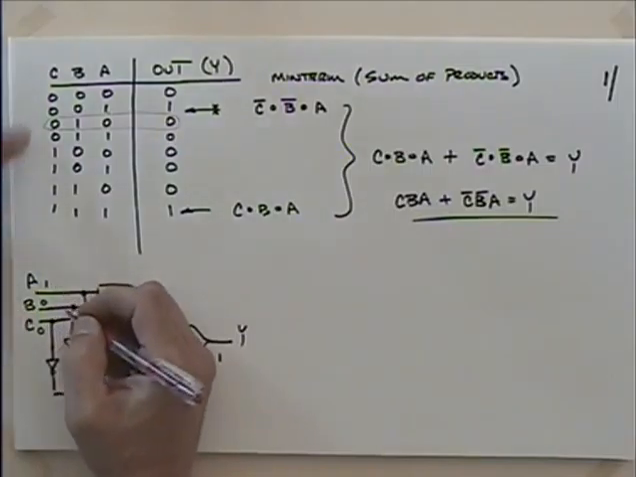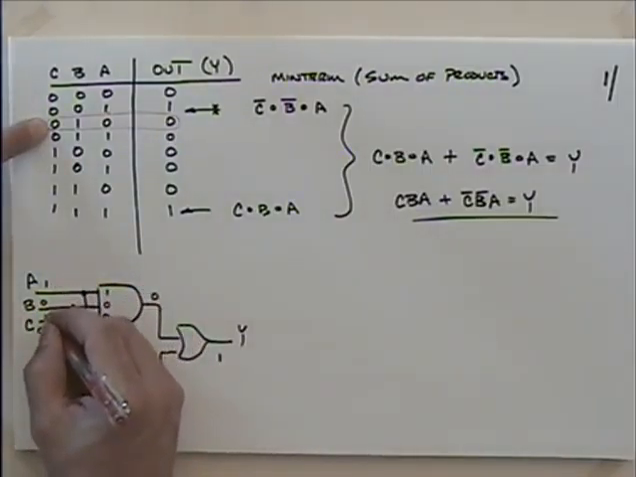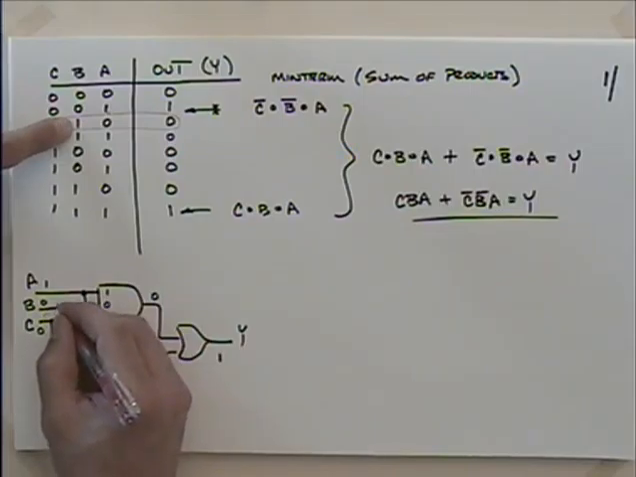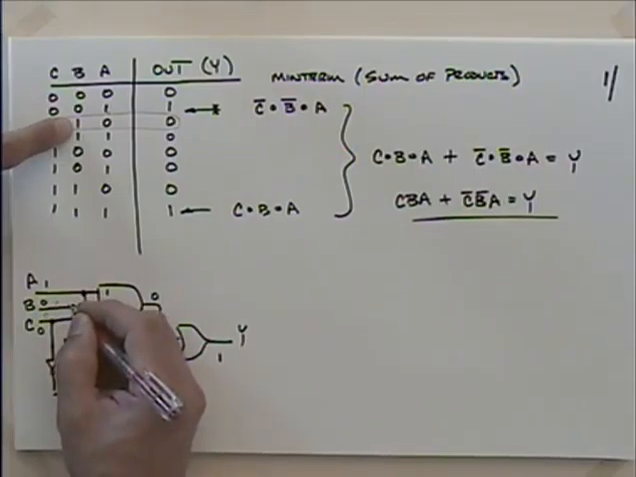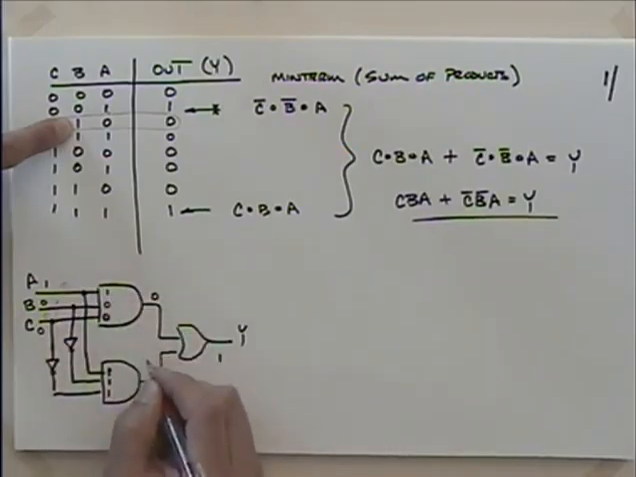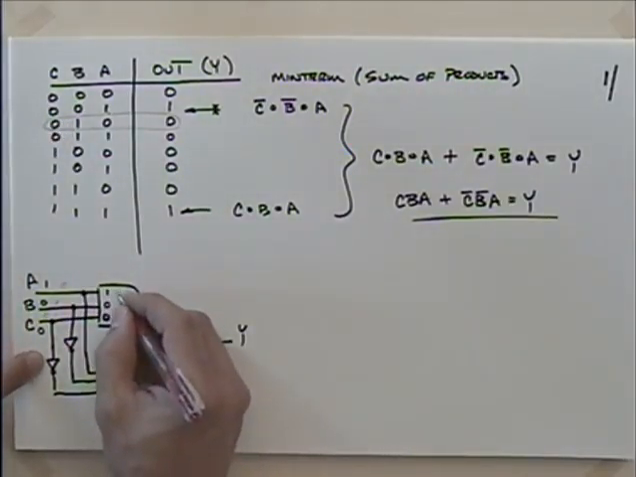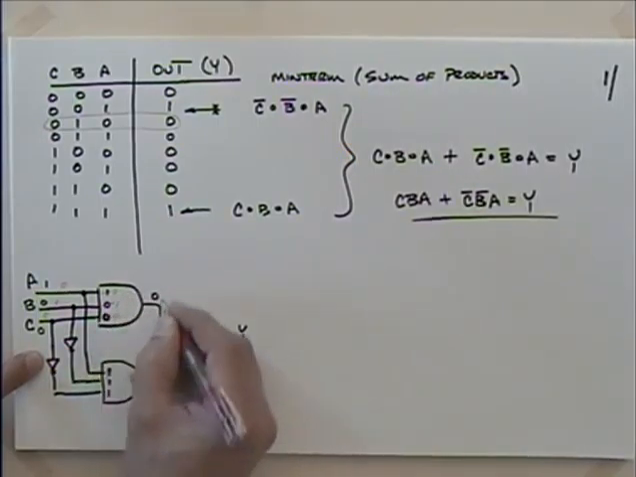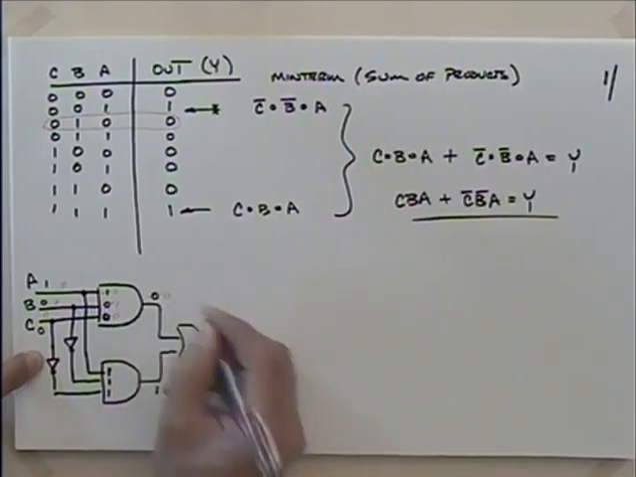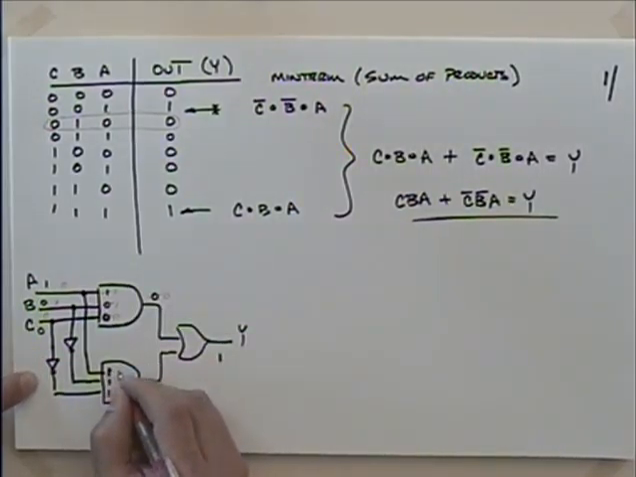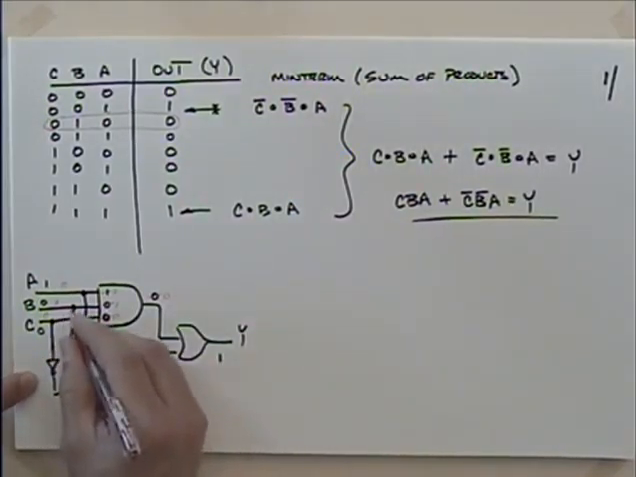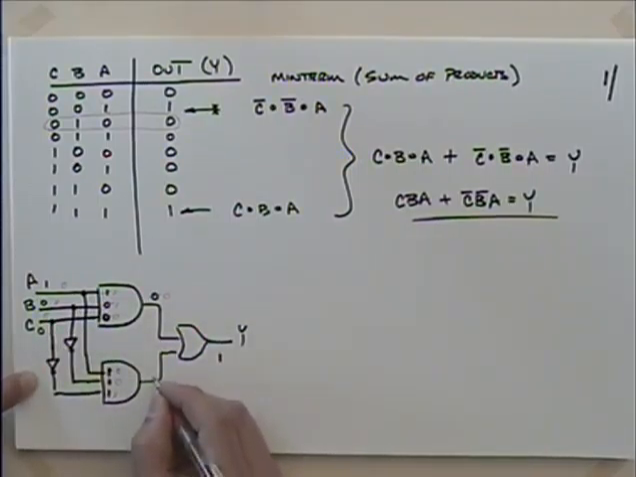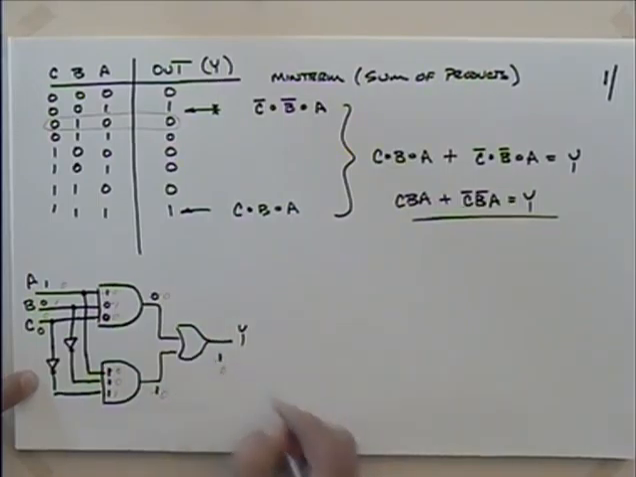So if I look at this one, what is C? It's 0. And B is 1. And A is 0. So that means I would have 0 here, I would have 1 here, I'd have 0 here, so I would again get a 0 out. Then down here I would have a 0. I invert this 1 and get a 0. I invert this 0 and get a 1, and we still get a 0 out. We'll have a 0 here.